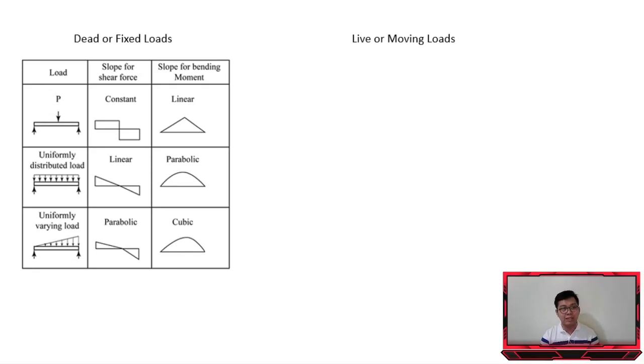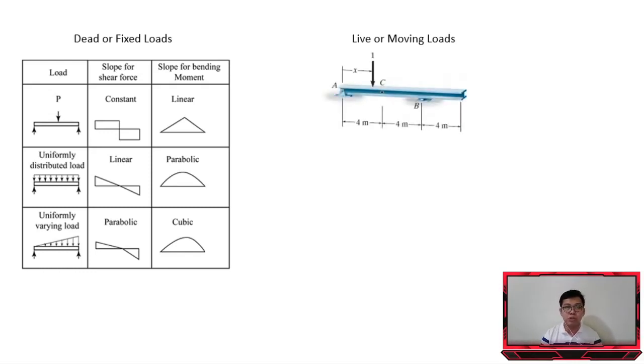Actually, itong mga lines, kasi nga lines lang yung mga diagrams natin, but these are actually also known as influence diagrams. Now, itong mga influence diagrams, ito yung ginagamit natin, guys, to capture the variation of this live or moving loads sa beam natin. So, for example, meron tayong moving load. Now, since moving yan, hindi natin alam exactly kung saan yan sa beam, along the beam. So, we will just call this distance from A, siguro X. So, that is an unknown distance.